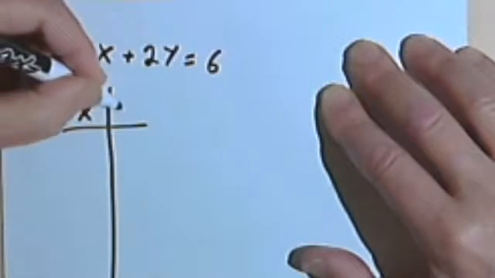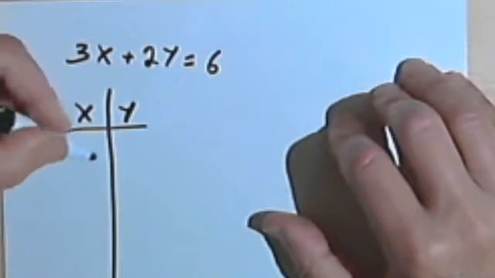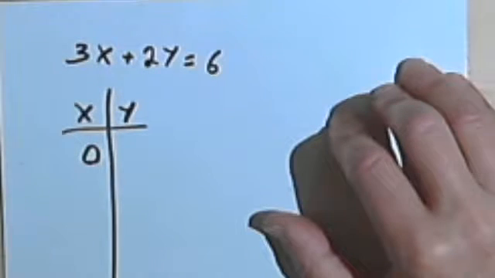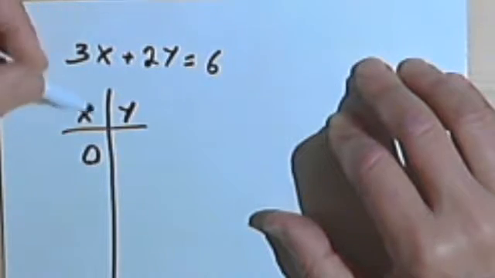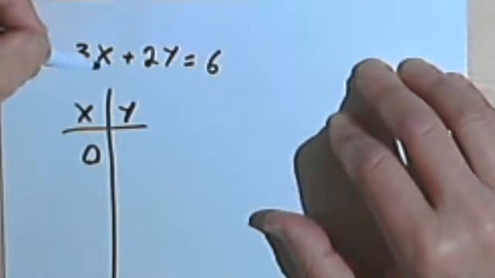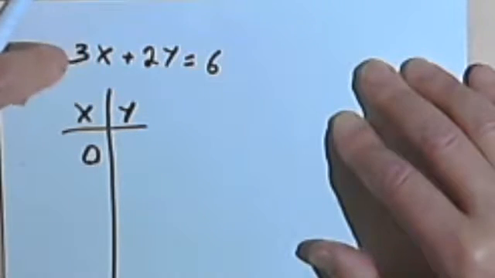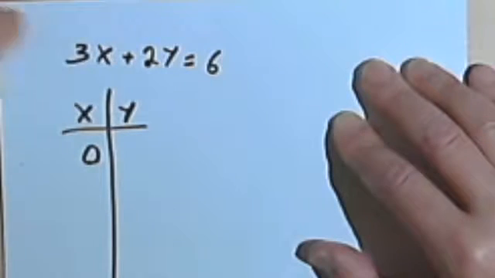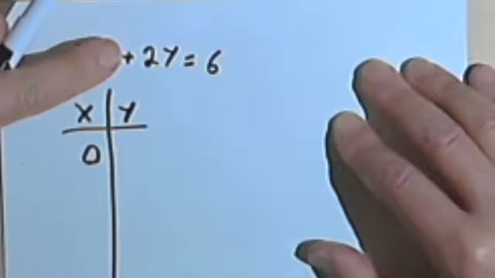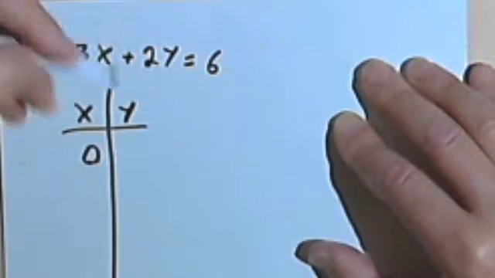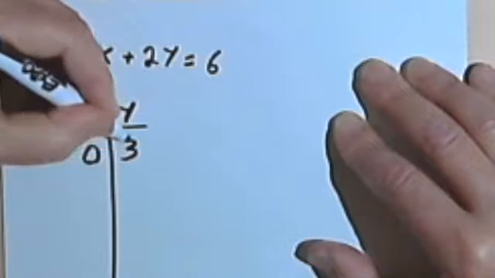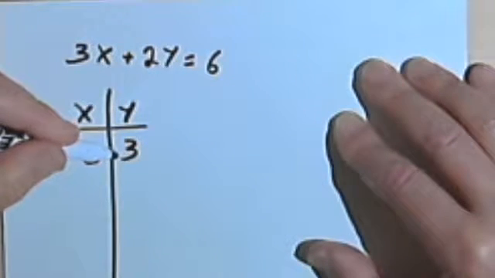Let's make a table of values, and let's just put in 0 over here. So what I'm asking is, when x is 0, what is y? Well, when x is 0, this part of the equation, 3 times 0, is unimportant. It doesn't exist. So then I have 2y equals 6, and this becomes pretty easy. We'll just divide both sides by 2, and we'll get y equals 3. So this is a point on my graph.